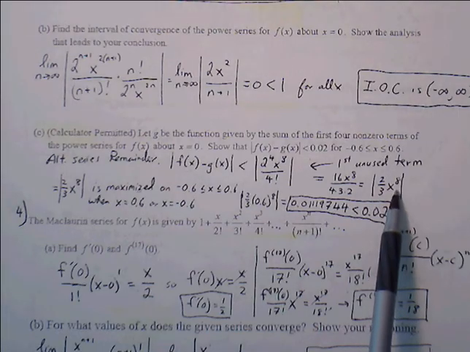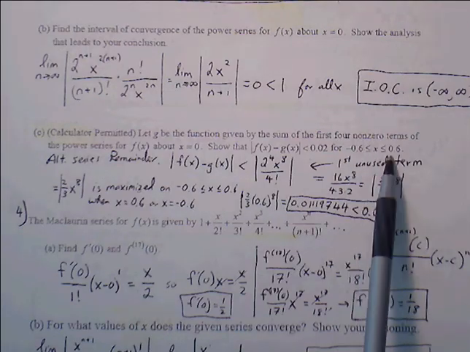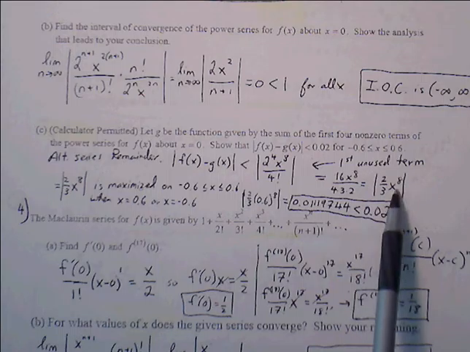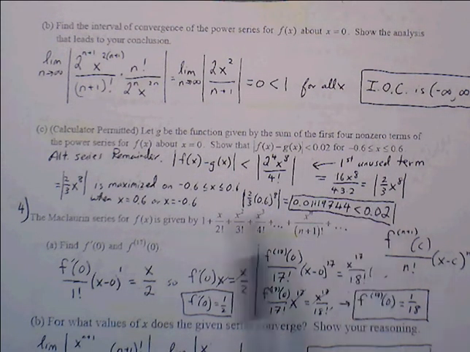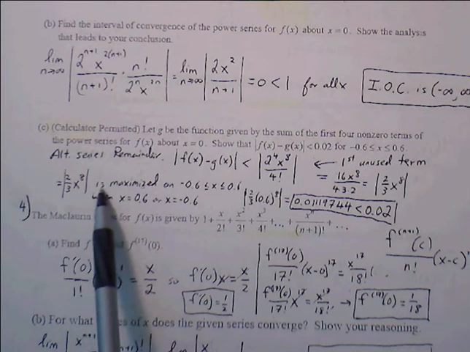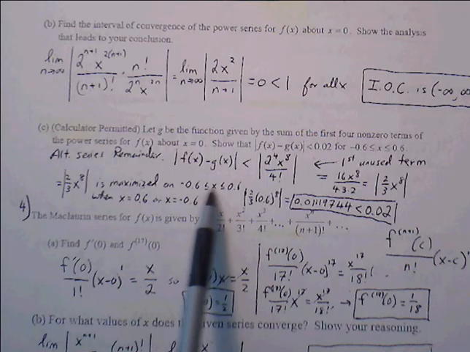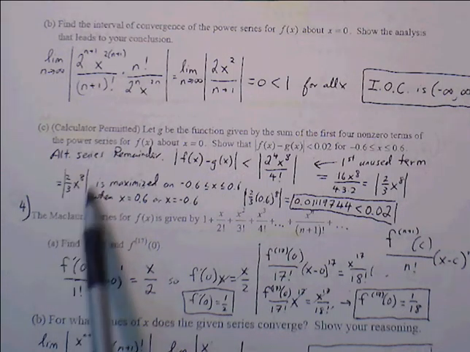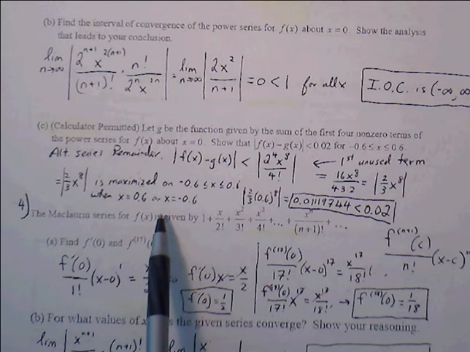So 2/3 x to the eighth will reach its maximum value between negative 0.6 and 0.6 at these endpoints. The absolute value at these endpoints will produce the largest value that any x could give. So we know 2/3 x to the eighth is going to be maximized at the endpoints, because any value that we plug in between negative 0.6 and 0.6 will not cause this to be any greater, or at least the absolute value won't be any greater.